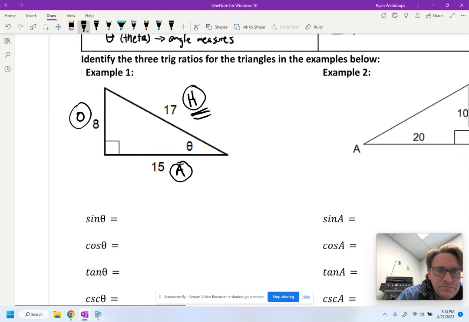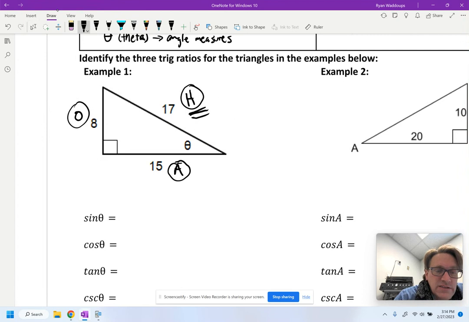Okay, so sine of theta, that's O over H, 8 over 17. And cosine, that's CAH, A over H, that's 15 over 17. And tangent, that's TOA, O over A, that's 8 over 15.